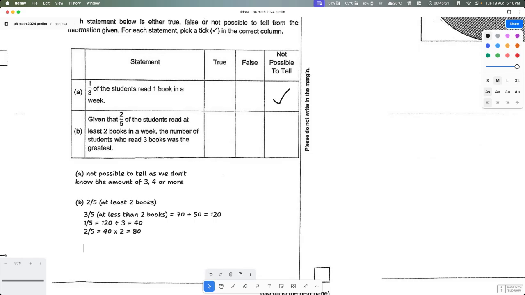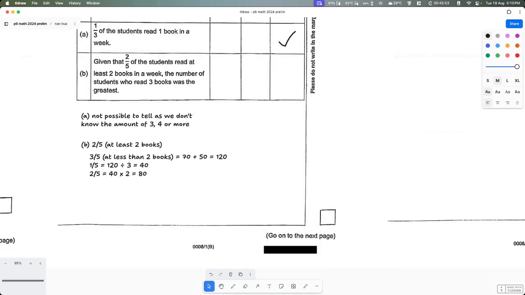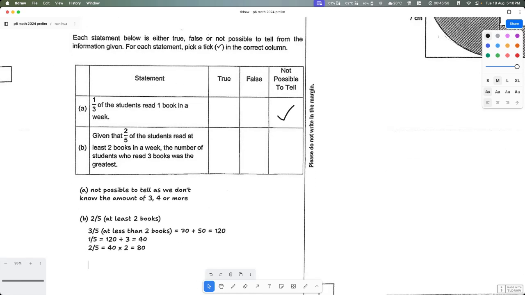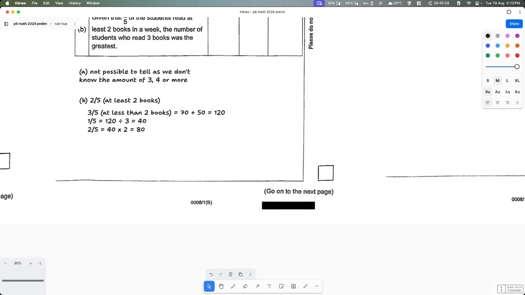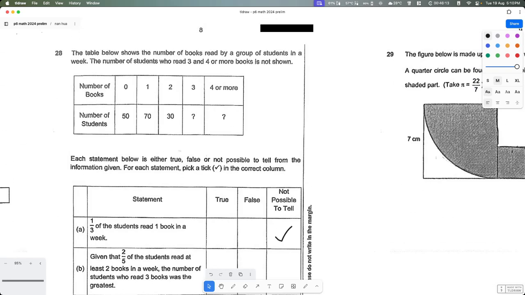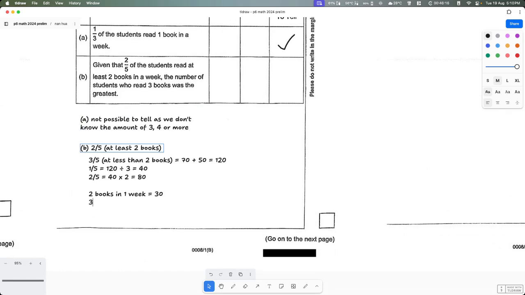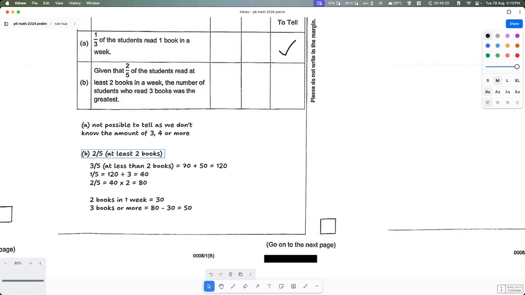So now we know that in this case, the number of students who read 2 books in 1 week is equal to 30, right? Then 3 books or more is equal to 80 minus 30, which is 50.